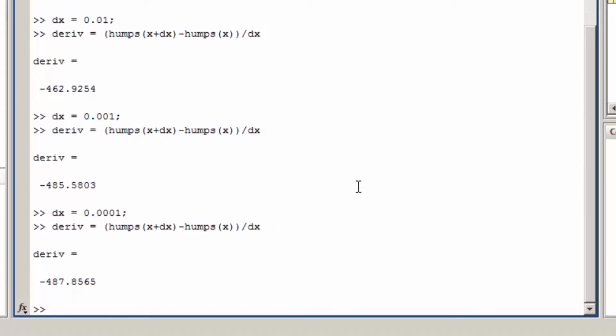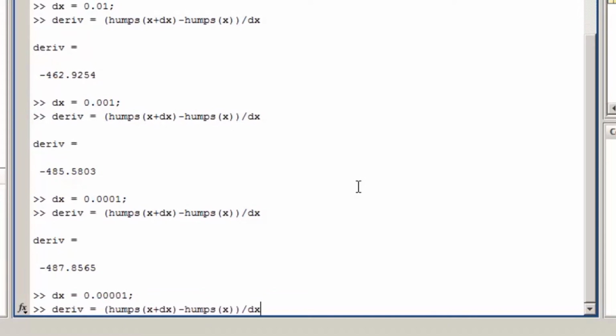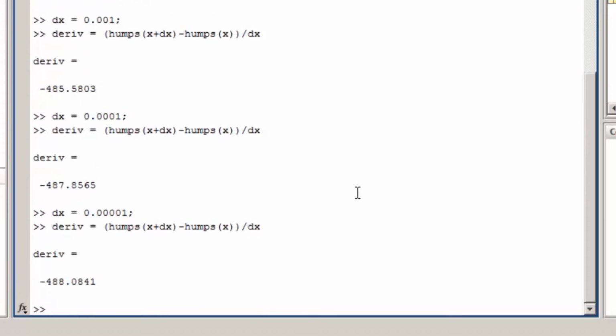This gives about negative 488, which is pretty close to the value with dx equals 0.001. Still, let's reduce delta x one more time to make sure. This gives about negative 488 again, so it looks like I've converged on a consistent solution. Just for fun, I'll plot the derivative on the figure showing the Hump's function.